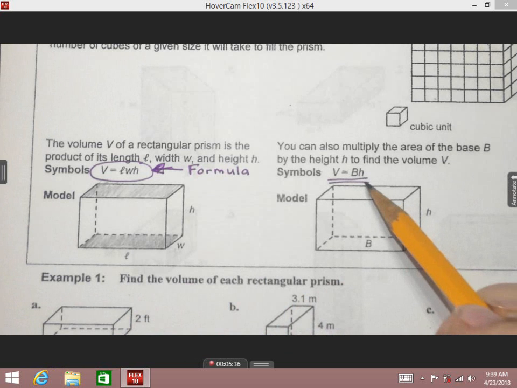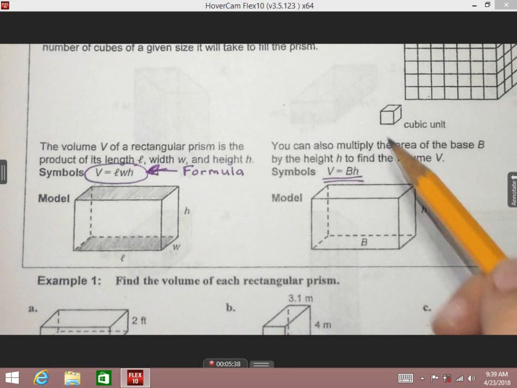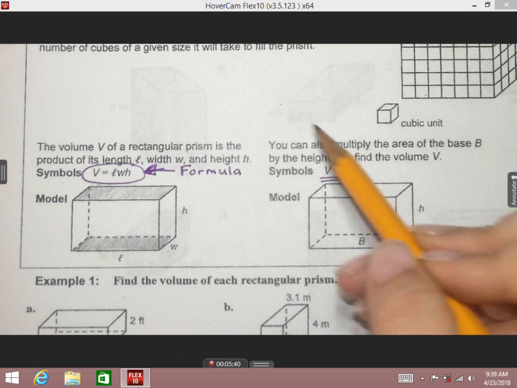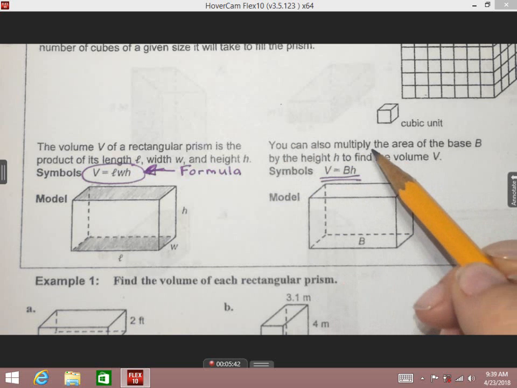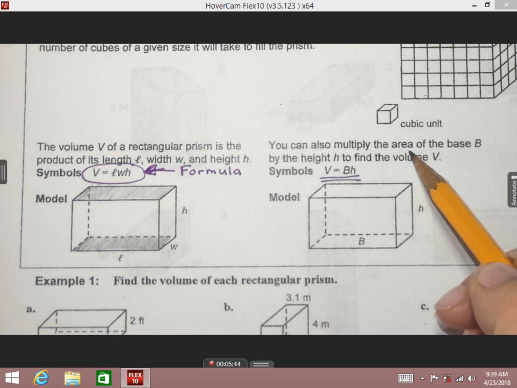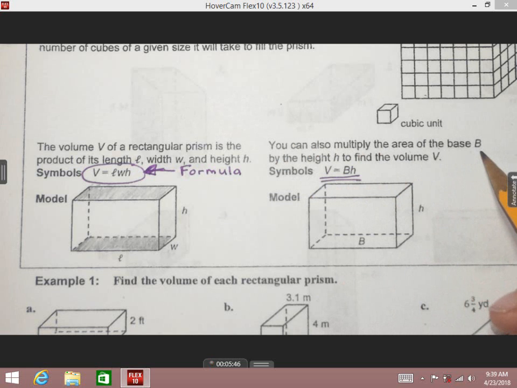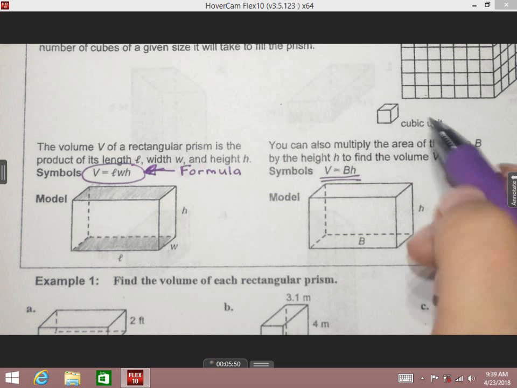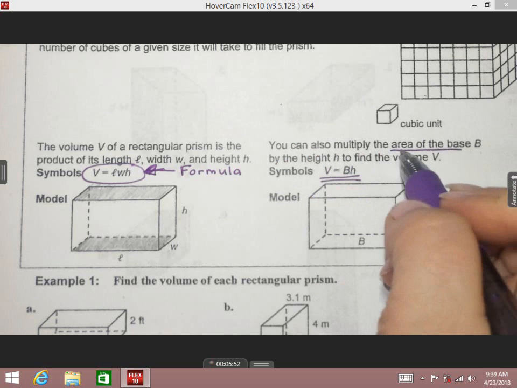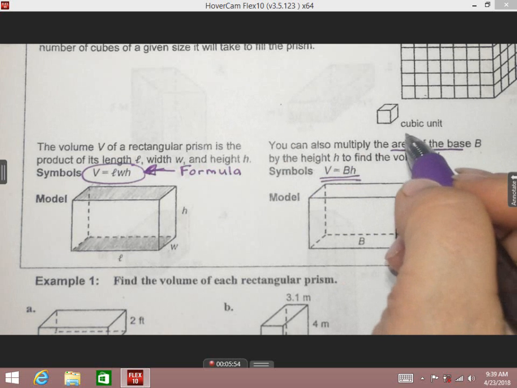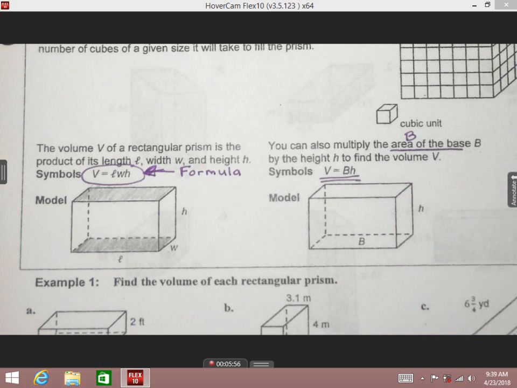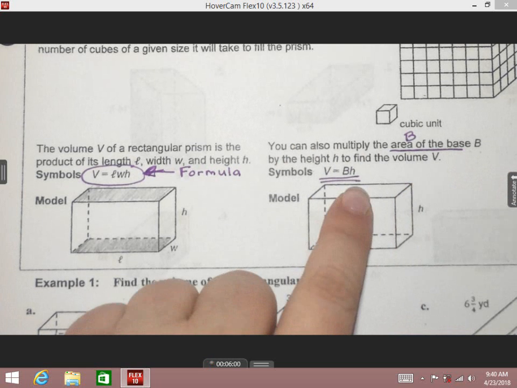So let's look, why are we using a capital B here? If you look up here, it says you can also, which means this is our other formula, multiply the area of the base. So does big B just stand for base? No, big B stands for the area of the base. That's my big B, the area of the base. All right, and then we're going to multiply it times the height.